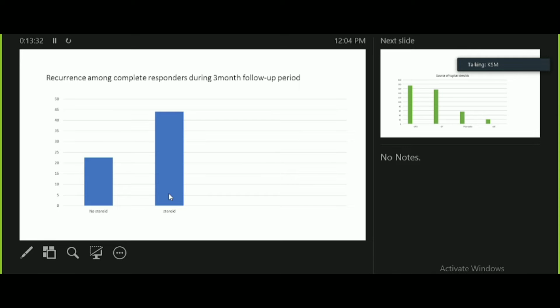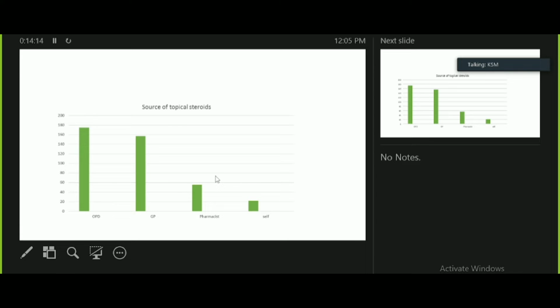And further, they followed up these patients for 3 months, and among the complete responders, the recurrence rate was assessed. Patients who did not use steroids before had less recurrence, and the patients who used steroids had more recurrence. So again, this was statistically significant. And now we know that if you use steroid creams in patients with dermatophyte infections, they make chronic disease which responds less to treatment, and also among the responders, the recurrence rate is high. So steroids should not be used in dermatophyte infections.